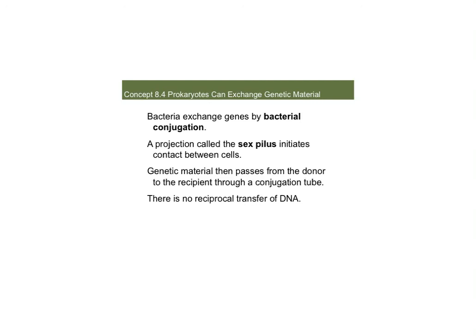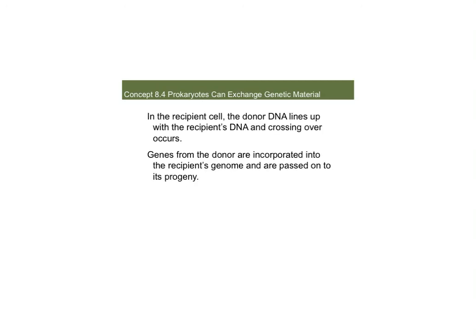This occurs when a projection, or a part that sticks out, called the sex pilus, initiates contact between the cells. Then the genetic material is going to be passed from the donor to the recipient through a conjugation tube. Now, when this happens, there's no reciprocal transfer of DNA. The DNA is just going in one direction. The recipient cell that got the donor DNA is going to use that DNA and allow crossing over, and it's going to be then incorporated into the recipient's genome and therefore passed on to its progeny.